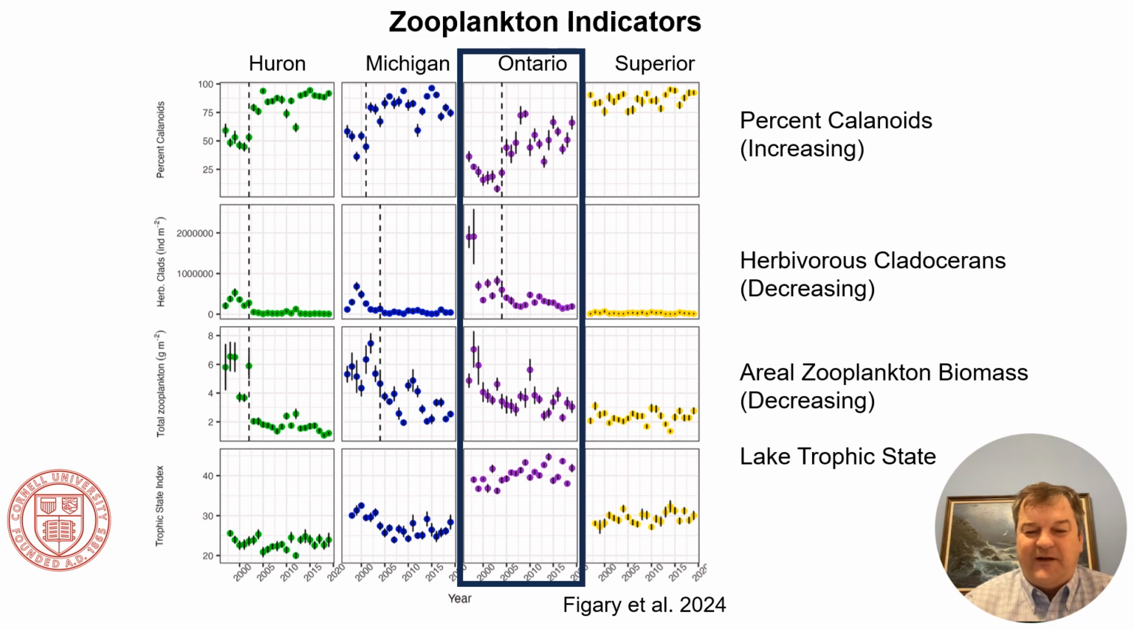We also again look at areal zooplankton biomass, which we indicated has had decreasing trends towards levels of Lake Superior. And then finally, if we look at lake trophic state, we see Ontario as being the most downstream lake. And this is based on Secchi depth, TP, total phosphorus, and chlorophyll. Ontario is generally the highest trophic state or most productive, yet the zooplankton are indicating a much more oligotrophic system.